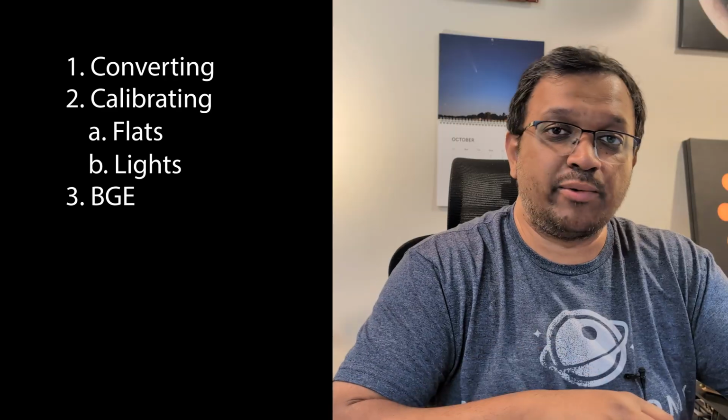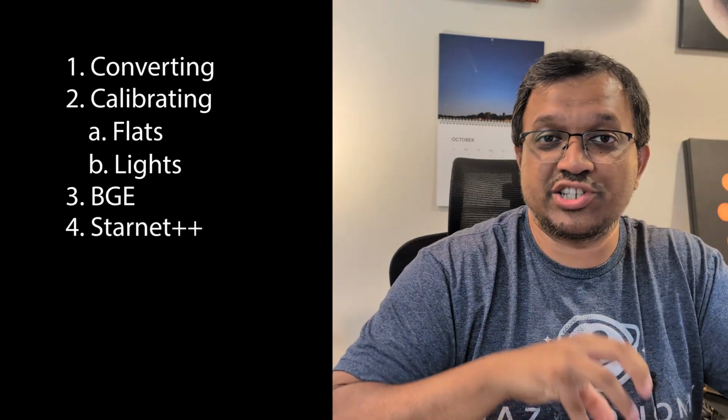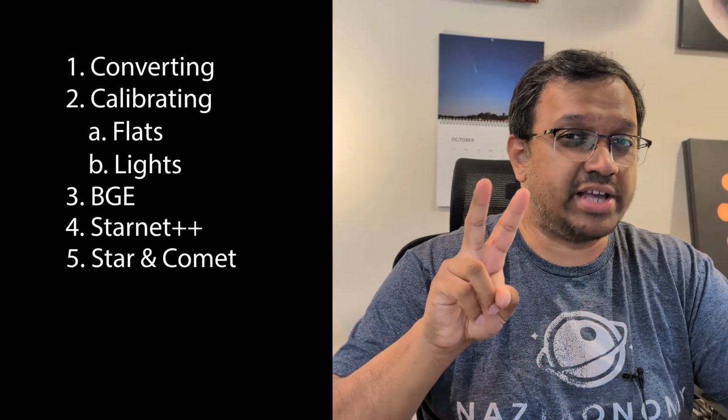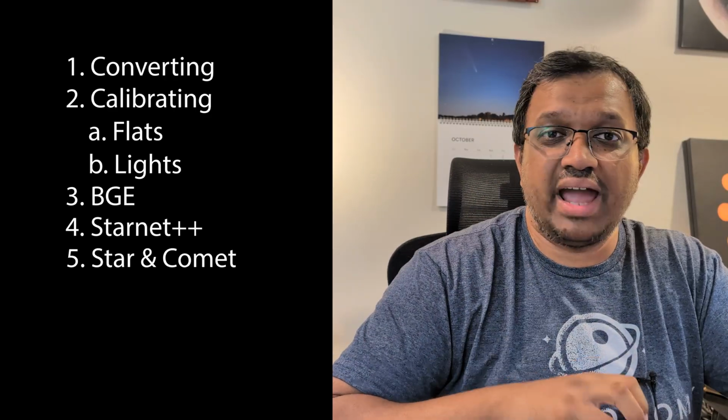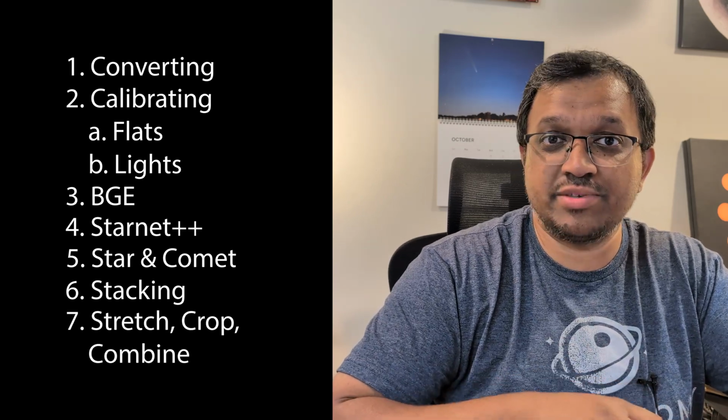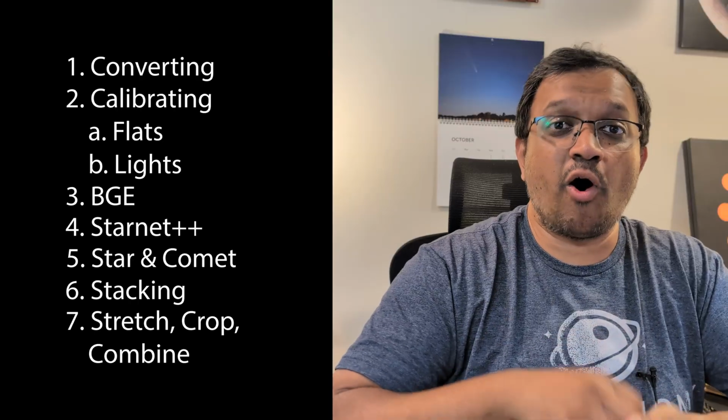And instead, we'll do some manual steps after that's done, which will include using StarNet++ to remove stars from all of our frames, and registering images twice, once for the stars and once for the comet, and then manually stacking the stars, stacking the comets. We'll stretch each of those frames, we'll crop them, and then we'll combine them all within Siril.